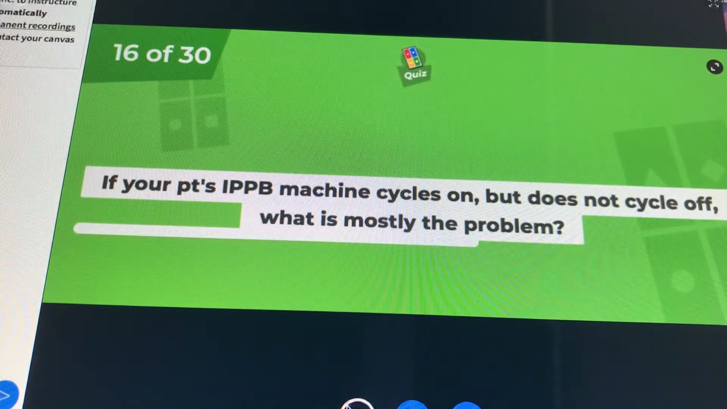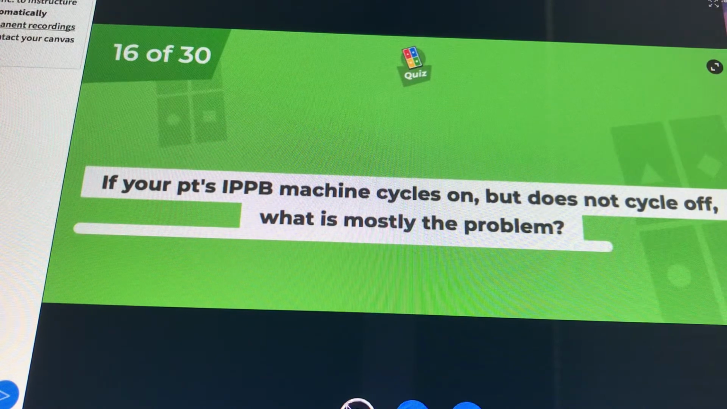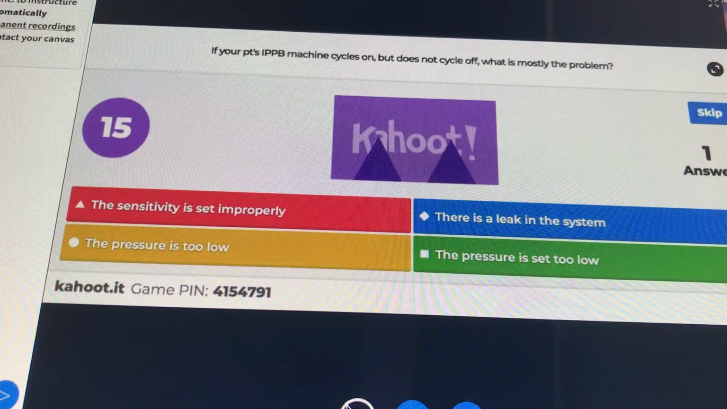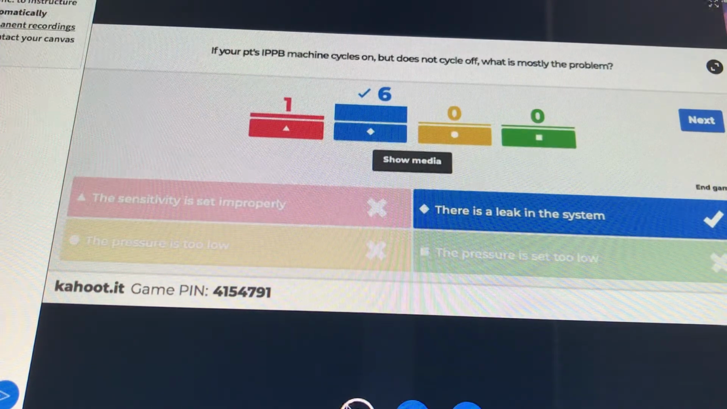If your patient's IPPB machine cycles on but does not cycle off, what is most likely the problem? Good, there's a leak in your system. If your sensitivity was set improperly, again, it would auto cycle, meaning it would come on by itself. It's not that it would be triggered by the patient, then not cycle off.